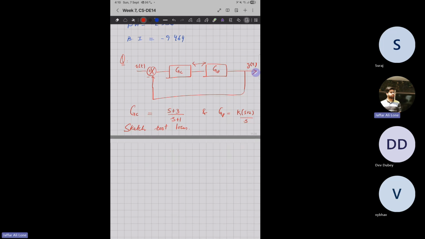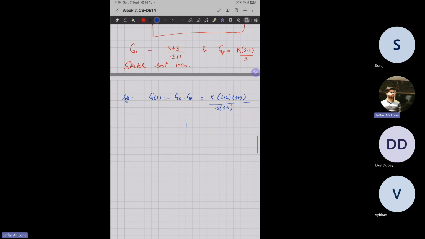So what will be the net transfer function? Our G of S will be GC into GP, which is equal to K into (S plus 2) into (S plus 3) divided by S into (S plus 1). Please try to solve it. So you have two poles at 0 and minus 1, and two zeros at minus 2 and minus 3.